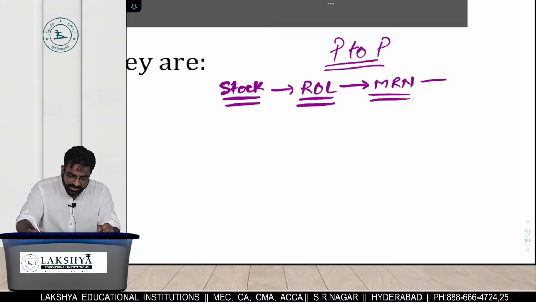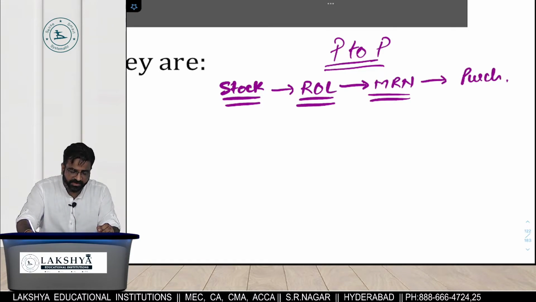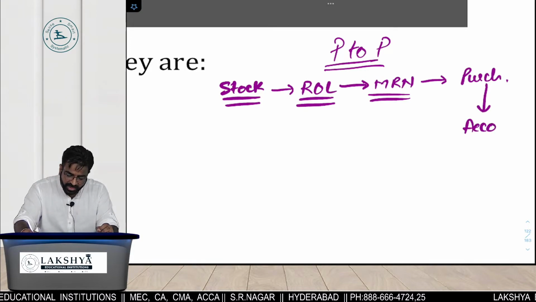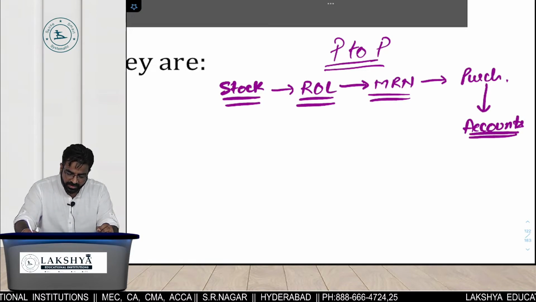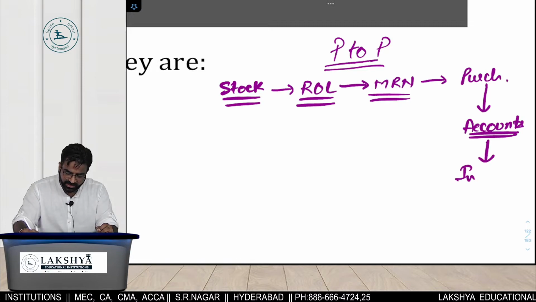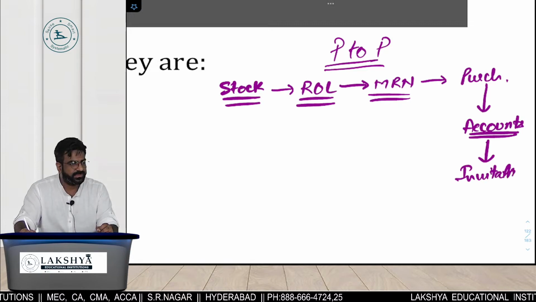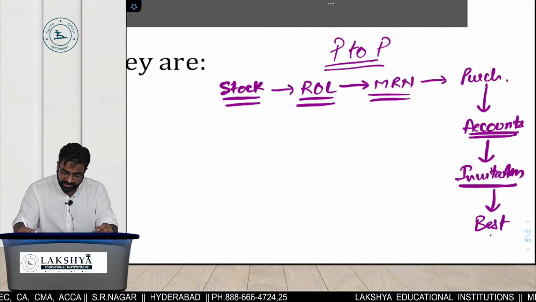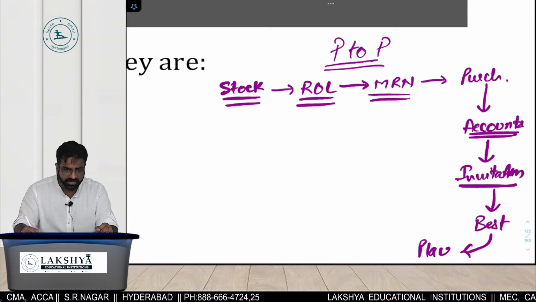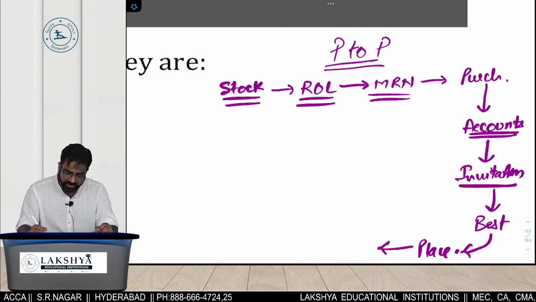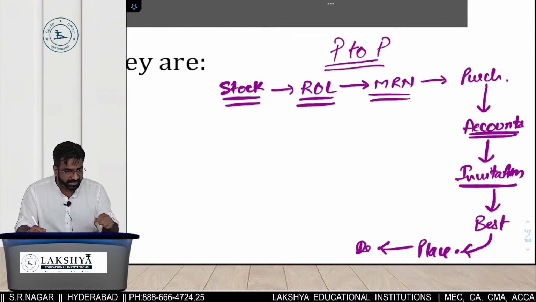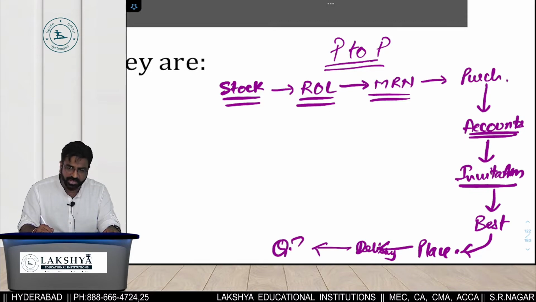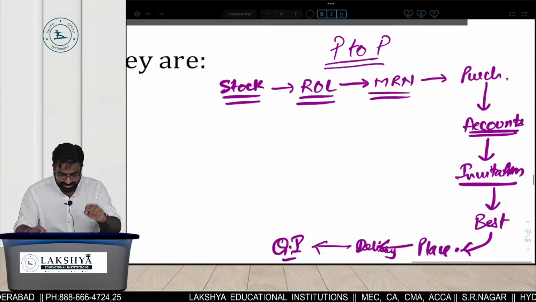And the material requisition note will go to the purchase department. Purchase department will inform the accounts department. And accounts department will start the invitation of tenders. What do we invite? Tenders. From the tenders, we select the best one, and after selecting the best one, we place the order. After placing the order, there will be a delivery of the raw material. Once the delivery takes place, we do QI. What is QI? Quality inspection.